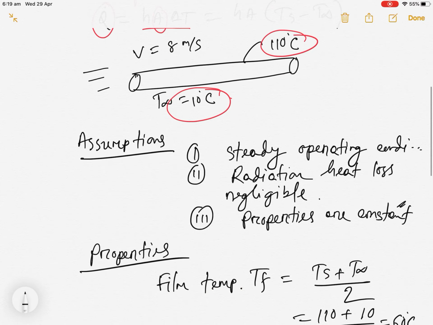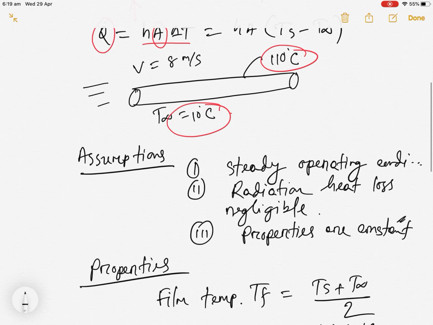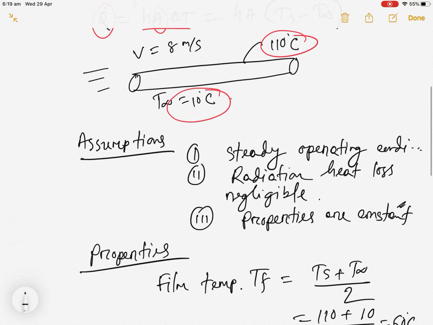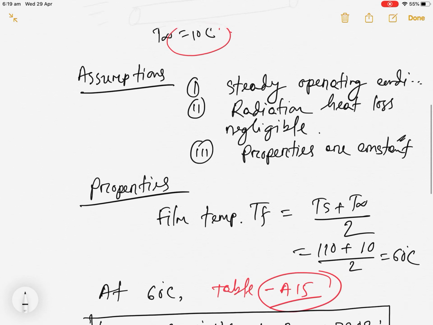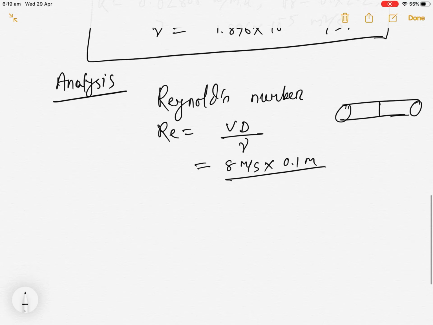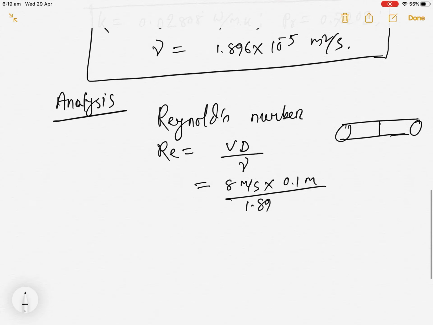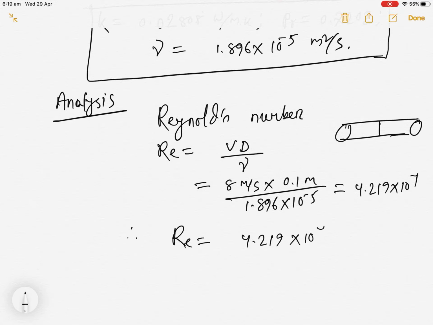and the diameter is 0.1 meter. If you read the question, the diameter is given there as 10 centimeters, so we converted it into meter. So it's 0.1 meter, and the kinematic viscosity is 1.896 times 10 to the power minus 5. So we'll get the Reynolds number as 4.219 times 10 to the power 4. So this is our Reynolds number, 4.219 times 10 to the power 4.